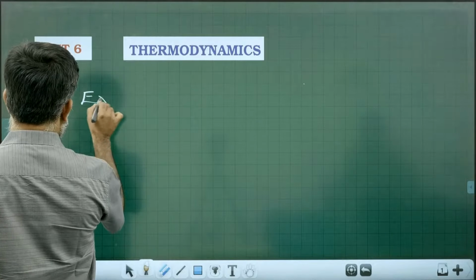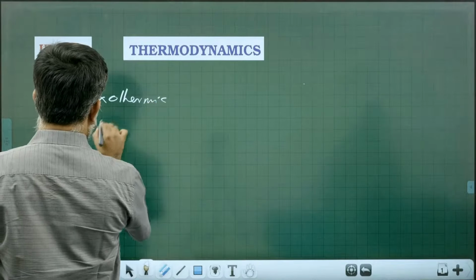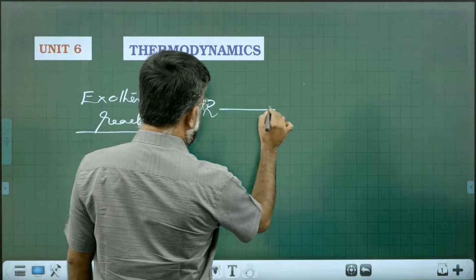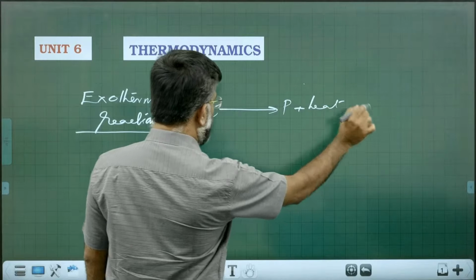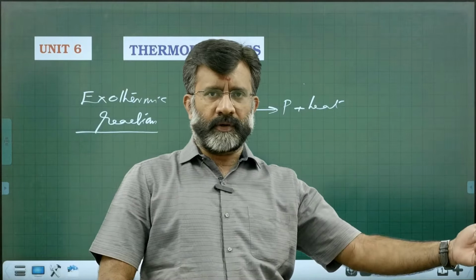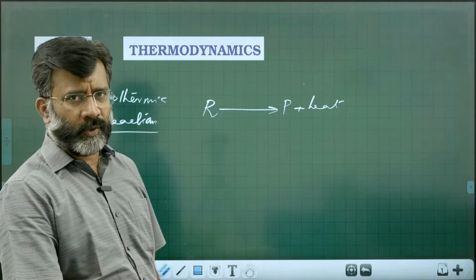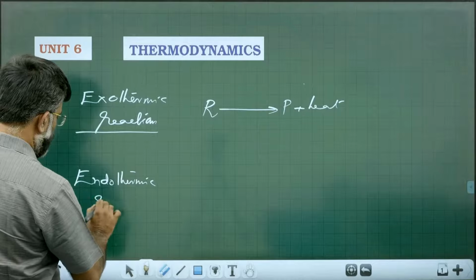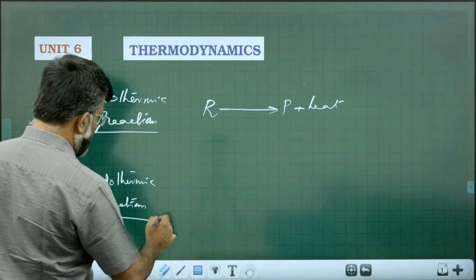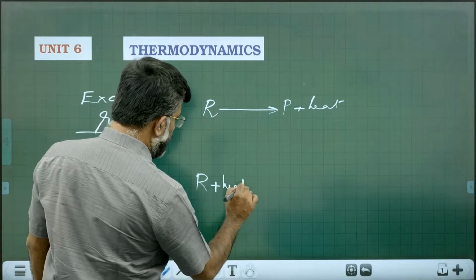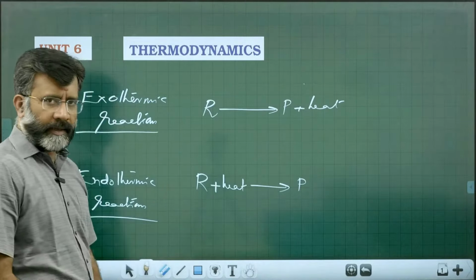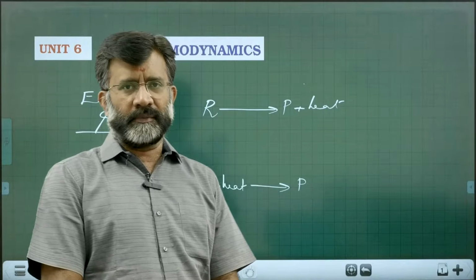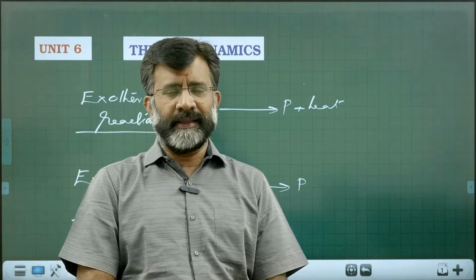What is an exothermic reaction? The reaction where the reactant is converted to product and heat is liberated is called an exothermic reaction. So what is an endothermic reaction? It is nothing but a reactant absorbs heat and is converted to product. So in an exothermic reaction, heat is liberated. In an endothermic reaction, heat is absorbed.